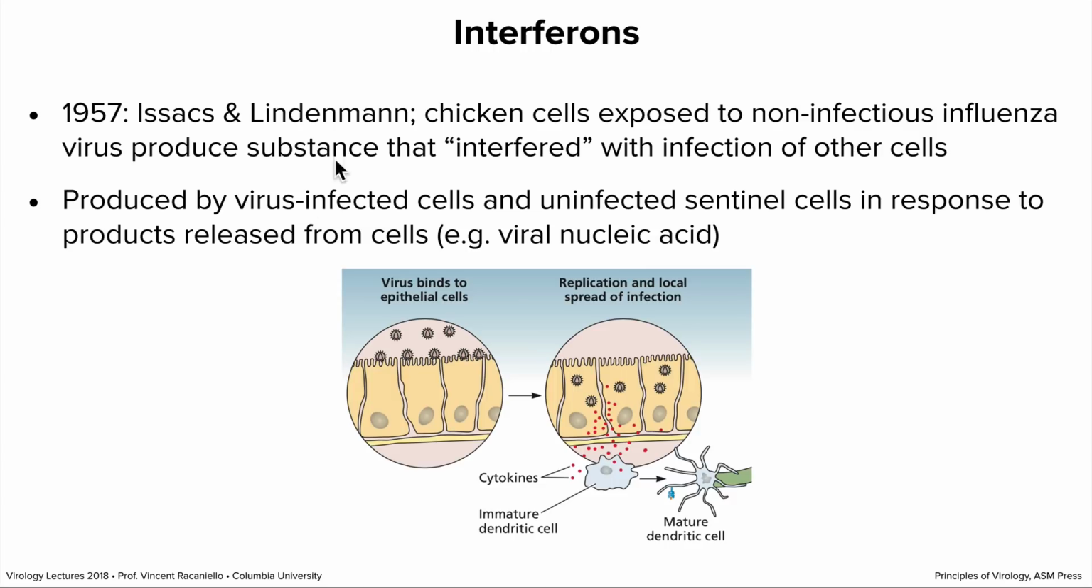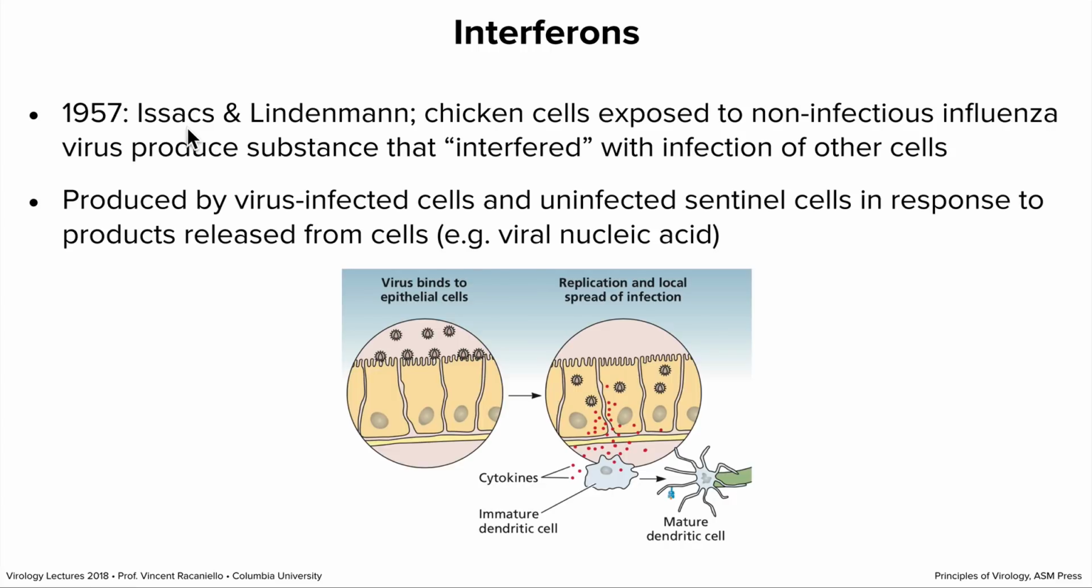One of these products is interferon. This was discovered in 1957 by two investigators, Isaacs and Lindenmann. What they found is that if they took chicken cells in culture and put non-infectious influenza virus on them, in other words, the virus didn't replicate, it was inactivated either by heat or by UV irradiation.